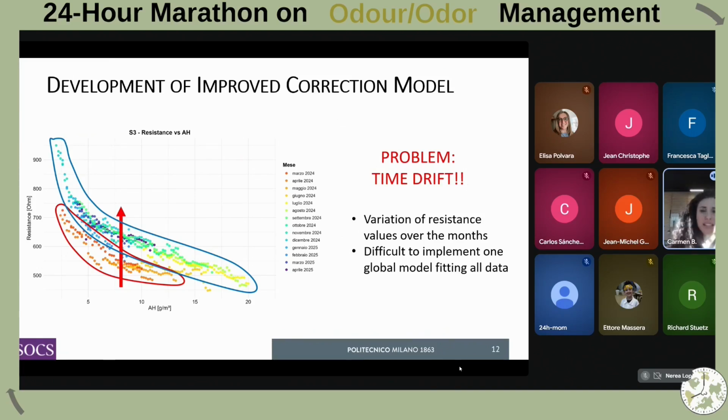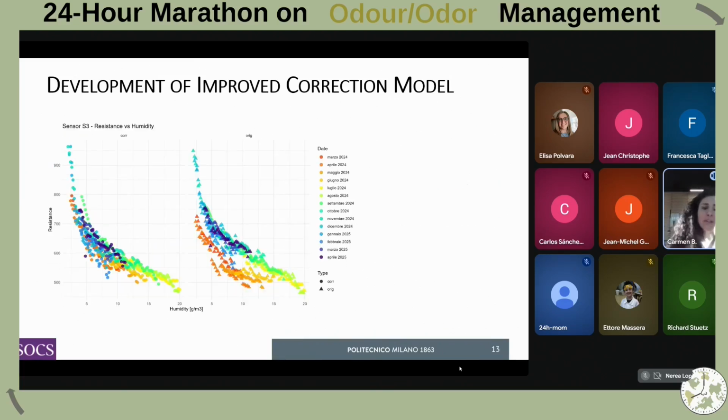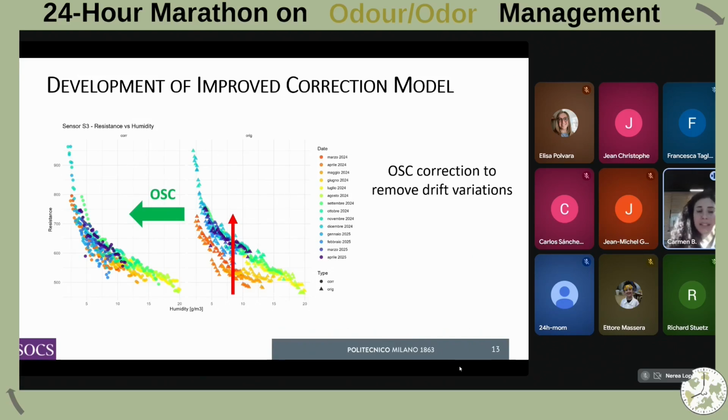This limited the efficacy of the dynamic polynomial model that we implemented for compensating the humidity changes, because we needed to update the coefficients of the model month by month, as I mentioned before. For this reason, we tried to implement an alternative. We decided to use the orthogonal signal correction model as a first step to compensate for time effects, so to compensate drift. Then we use the corrected data to implement a single regression model.